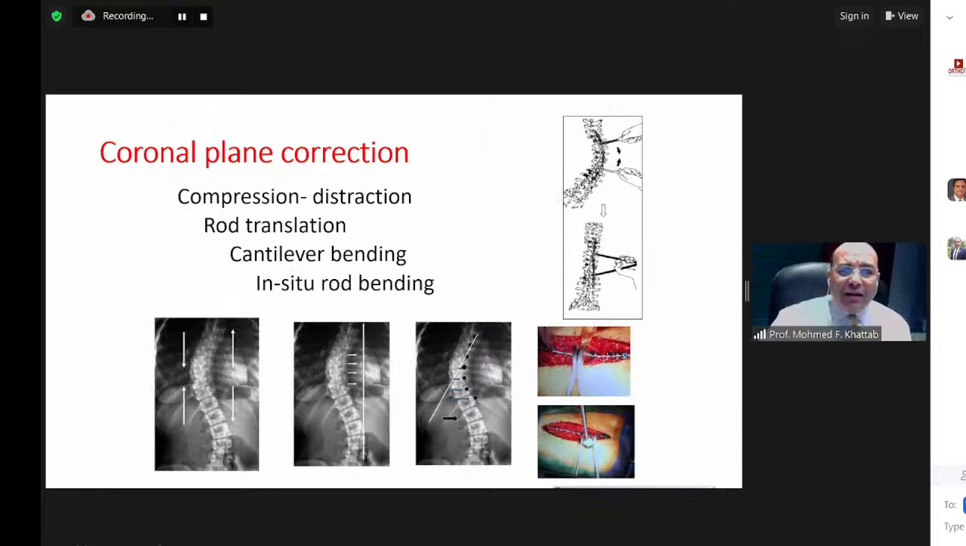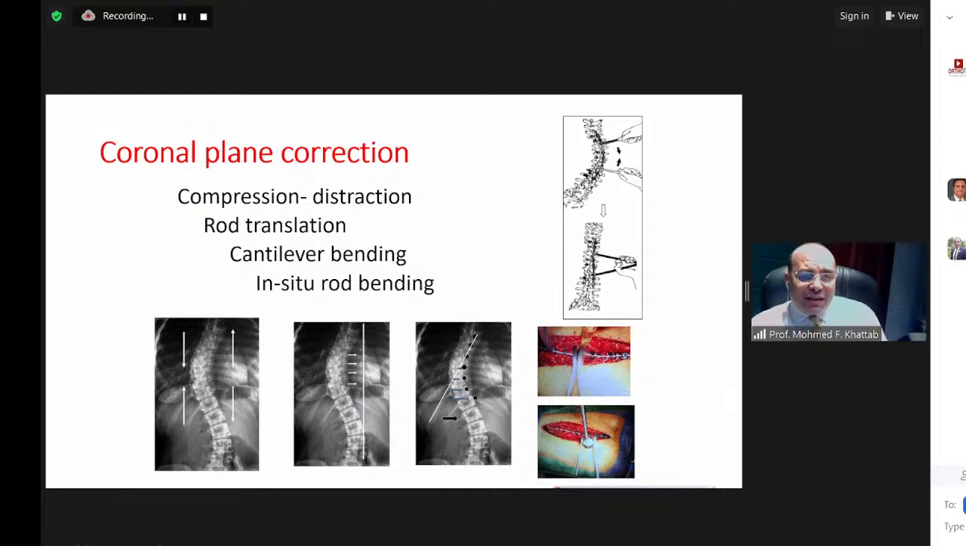So in this case, I rely on release by doing Schwab type 1 osteotomy and differential rod contouring to correct the sagittal profile of the patient, and of course some armamentarium like compression distraction. You may use rod translation, cantilever bending, in situ bending in such cases to help you correct the deformity. For my dear participants, I usually do compression over the convex side in the lumbar spine, because by this means I restore better lordosis, but I do distraction on the concave side in the dorsal spine, because by this means I create some more kyphosis in the dorsal spine.